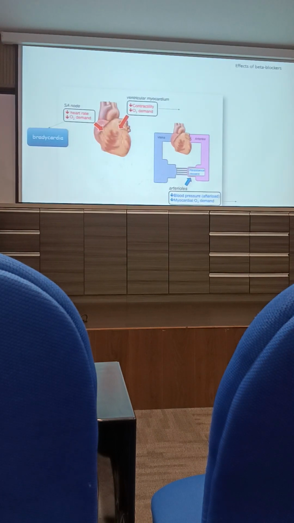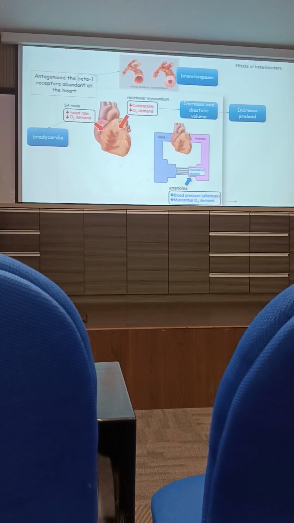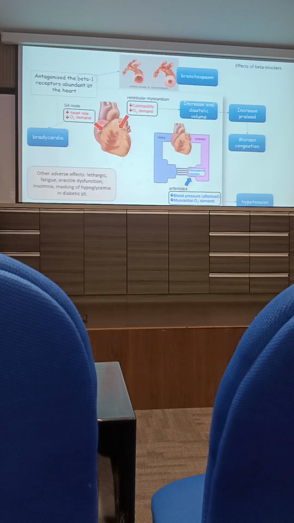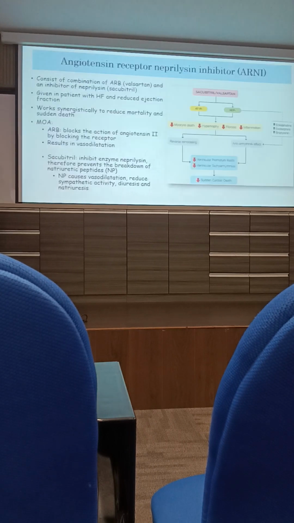So you know the effect of beta blocker, it will reduce the heart rate, reduce the contractility, the patient can have bradycardia. If the patient has asthma, it can cause bronchospasm. It can increase the preload because it reduces the contractility, so it can worsen the congestion. Okay, so you have to be very, very careful in using beta blockers. And there are also other adverse effects of beta blockers that we have repeatedly discussed.